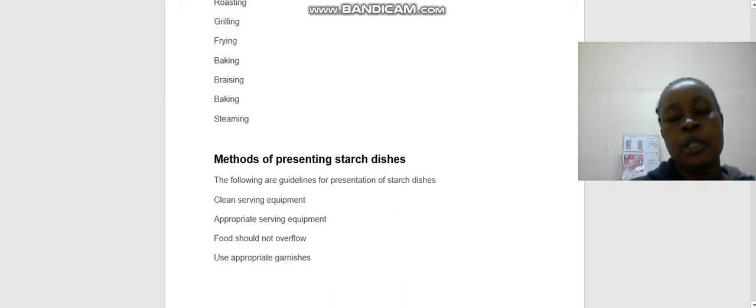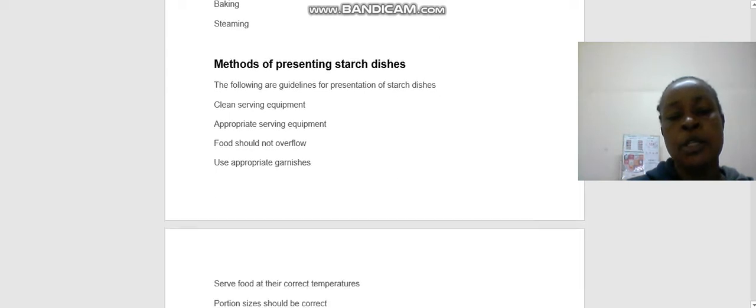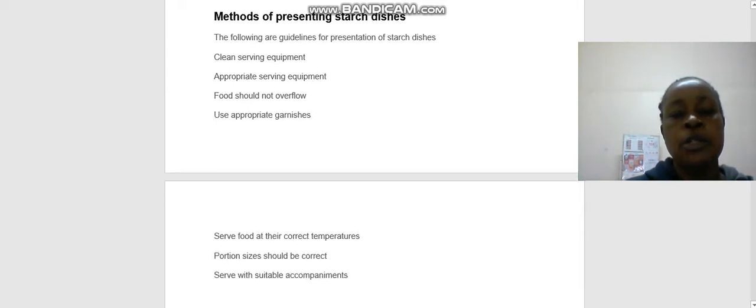How do you present starches? Starches should be presented in such a manner. One, you clean the service equipment that you are going to use to serve that particular dish that you have prepared. Make sure that the service equipment that you have chosen is the appropriate one. Then the food should not overflow in the equipment that you are going to serve it in. And also, you should use appropriate garnishes when presenting starch dishes.